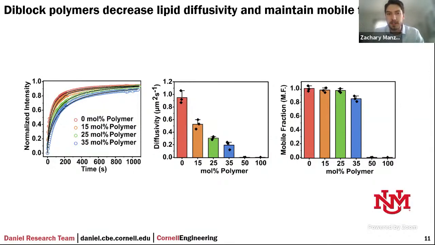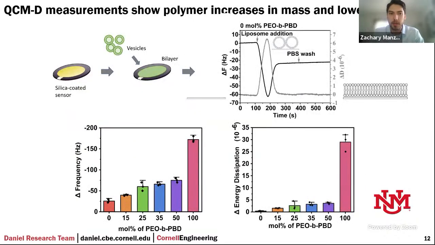But because we do maintain a very high mobile fraction of lipids, what we believe is happening is that the membrane viscosity is actually increasing to a point where the lipids are just becoming too viscous to move through each other. The other alternative is that the vesicles might not be rupturing, and so we wanted to take a secondary approach and study this using quartz crystal microbalance with dissipation.